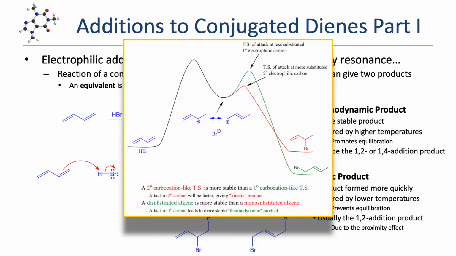And we know that secondary carbocations are more stable than primary carbocations. And by Hammond's postulate, that means that a transition state that looks a lot like a secondary carbocation will be more stable than a transition state that looks an awful lot like a primary carbocation. And that makes the red pathway, leading to the 1,2 addition product, the faster reaction. And that means that the 1,2 addition product is favored kinetically.